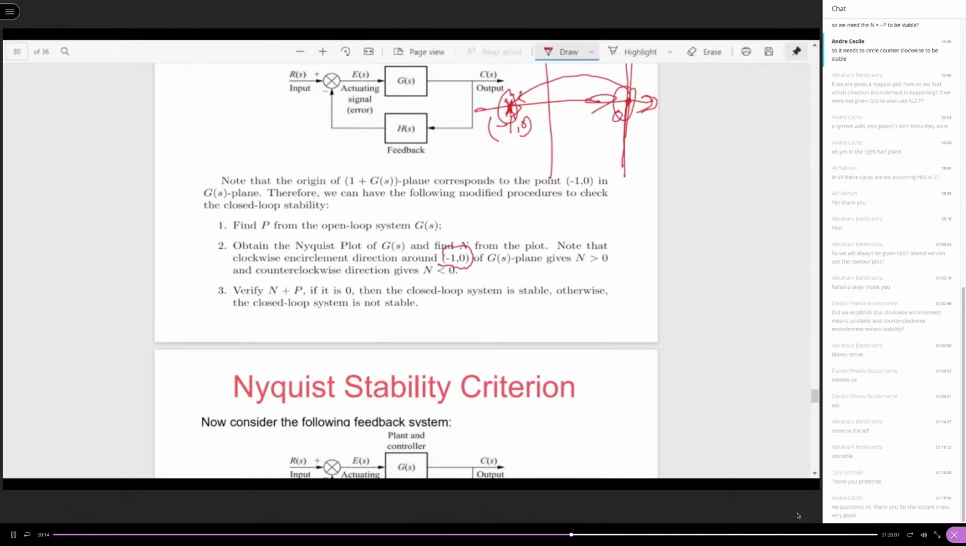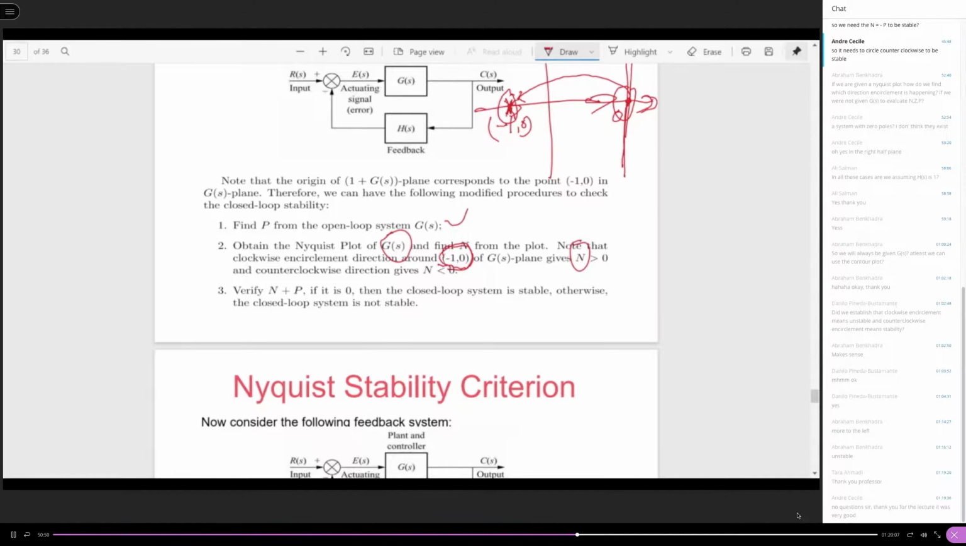Okay, you see, first find the P from G of S. Okay, you can do that. Second, you don't draw the Nyquist plot of 1 plus G of S anymore. You just draw the Nyquist plot of G of S. No big deal. But you know what? The encirclement is going to be counted around the -1, 0 point. And you still find the information of this N, the net encirclement, around the -1, 0 point.